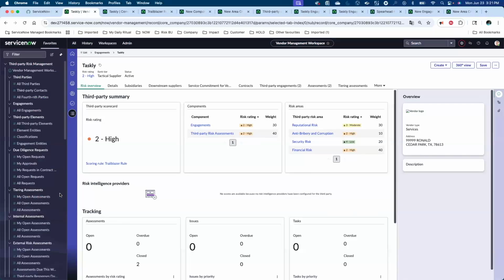All right, so what we have here on screen is Taskly. I have already opened this record by navigating to the list. What we are looking at is Taskly having a risk rating of too high. Looking at the components, the engagement has the risk rating too high, and the third-party risk assessment is too high as well. Our goal here is to understand how these ratings came to fruition.